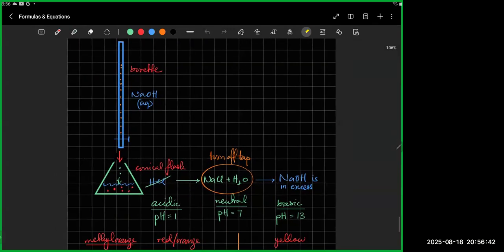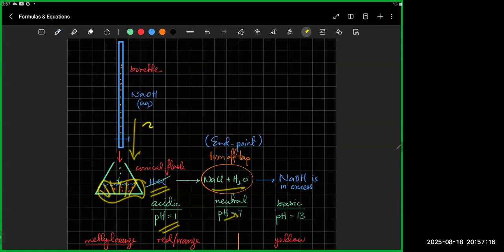And since you can't see those particles, the way you're going to figure out the turn-off point, this is known as the end point. You turn off the tap. The way you're going to find the end point is that at the start you have HCl, so the solution is acidic. And as you start adding NaOH and the last particle of HCl, all the HCl gets used up and gets converted to the salt and water, the pH would be 7.